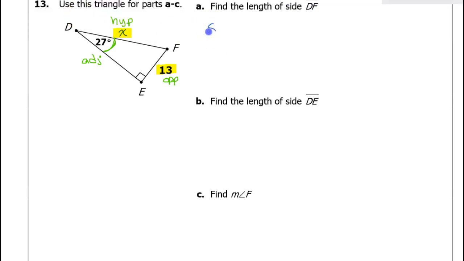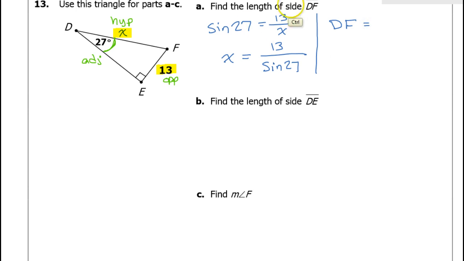So I will set up the sine function. Sine of 27 is equal to opposite over hypotenuse. When you have the variable in the denominator, that's when you want to swap these. So this is going to give you x is equal to 13 over sine 27. And you can just put that in your calculator. But as I get my final answer, I'm going to call this DF instead of x because they asked us to find DF.